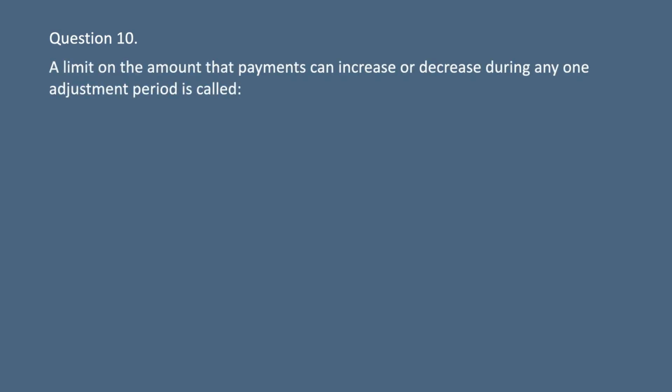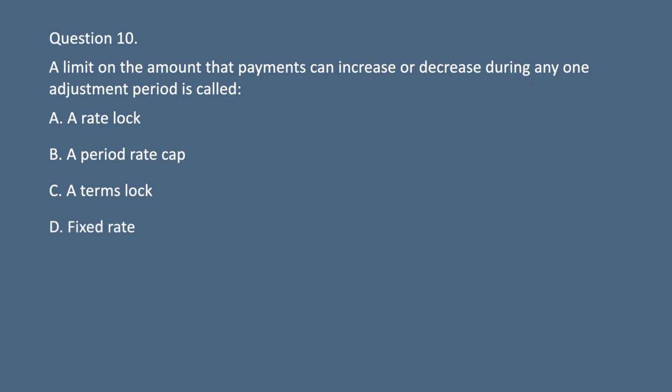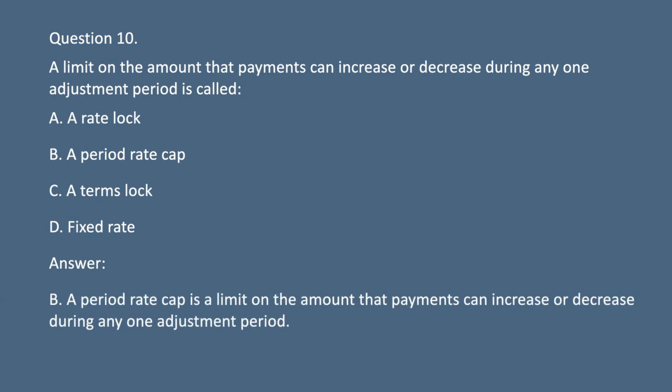Question 10. A limit on the amount that payments can increase or decrease during any one adjustment period is called A. A rate lock. B. A period rate cap. C. A terms lock. D. Fixed rate. Answer B. A period rate cap is a limit on the amount that payments can increase or decrease during any one adjustment period.